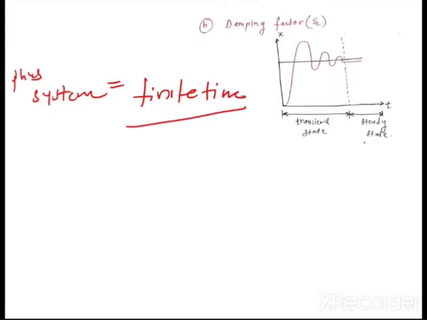Take some finite time to reach means what? It will start from zero and it will reach here. So this is nothing but the finite time. This time period is called the finite time. So every system takes finite time to reach the steady state.